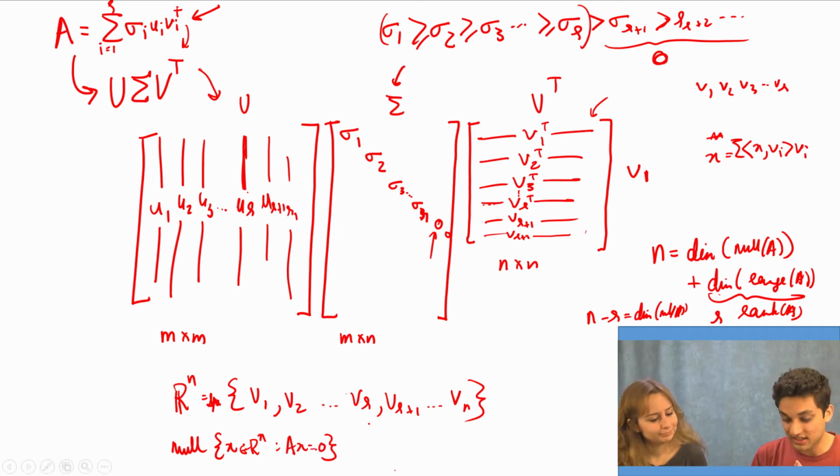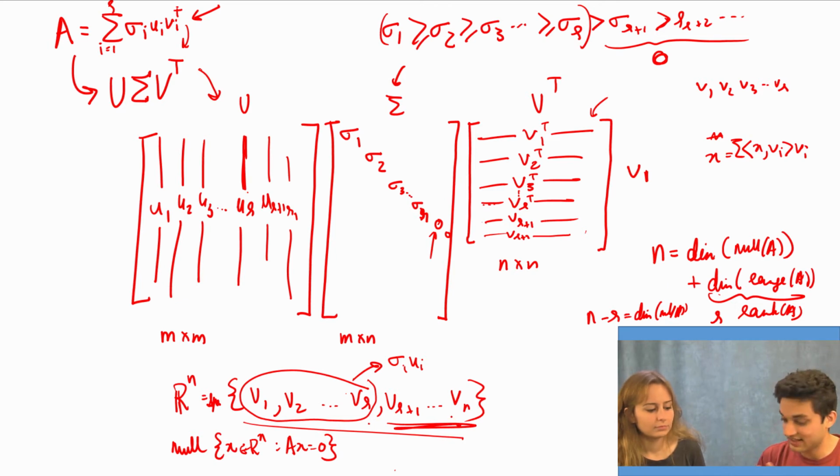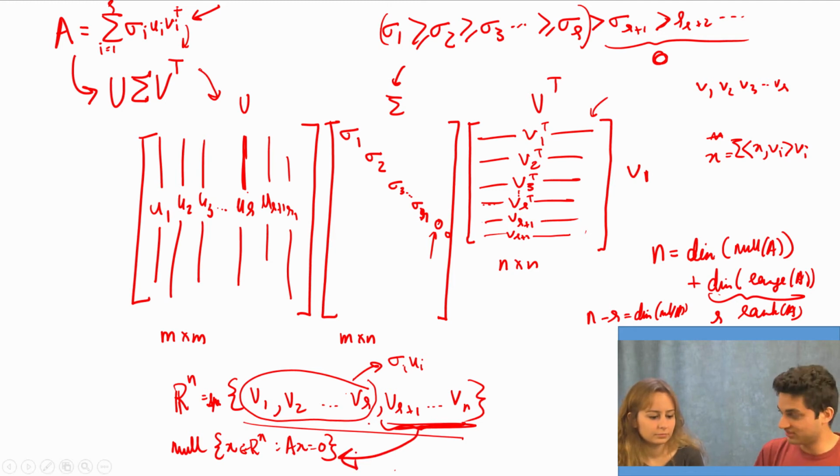Right. So given that we have a basis form of it, and we know that these r vectors get sent to sigma_i u_i, which is not equal to 0, the remaining vectors are the basis vectors in R^n that get sent to 0, which means that these basis vectors span the null space of A. Exactly. And then the dimension is the number of linearly independent basis vectors, which is going to be n minus r, which is another way of thinking about it.